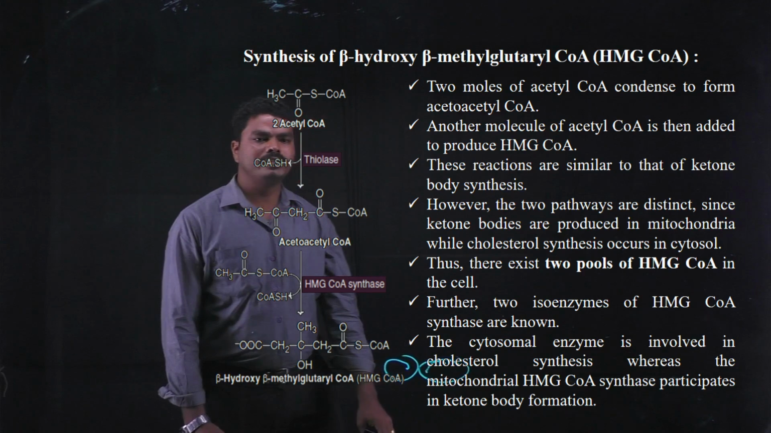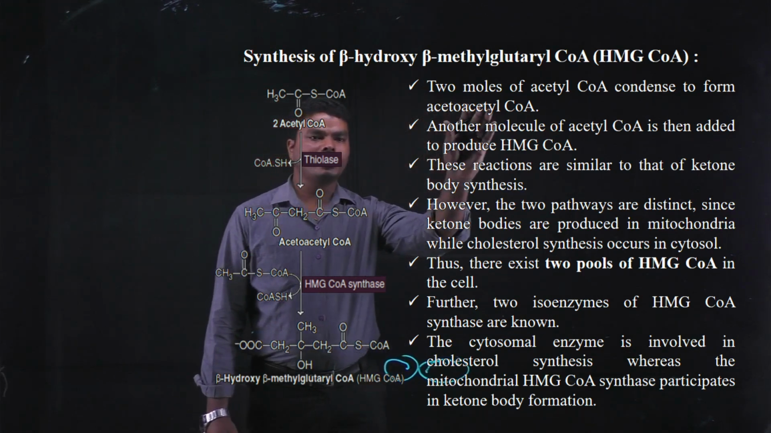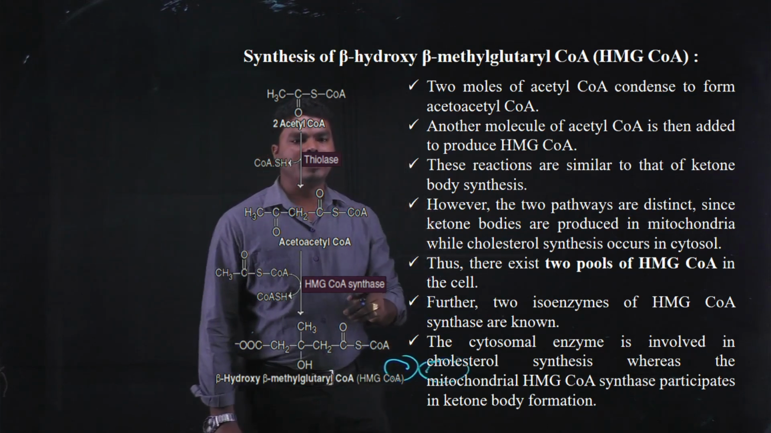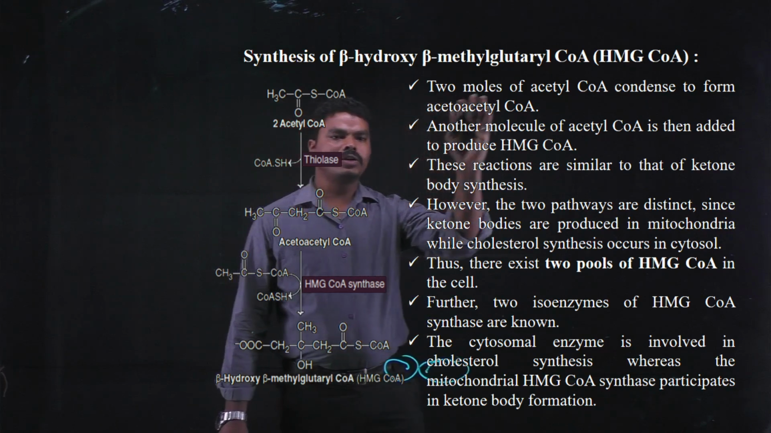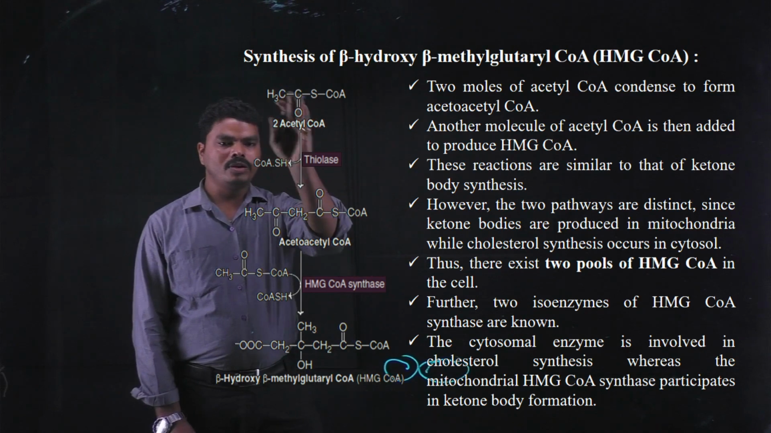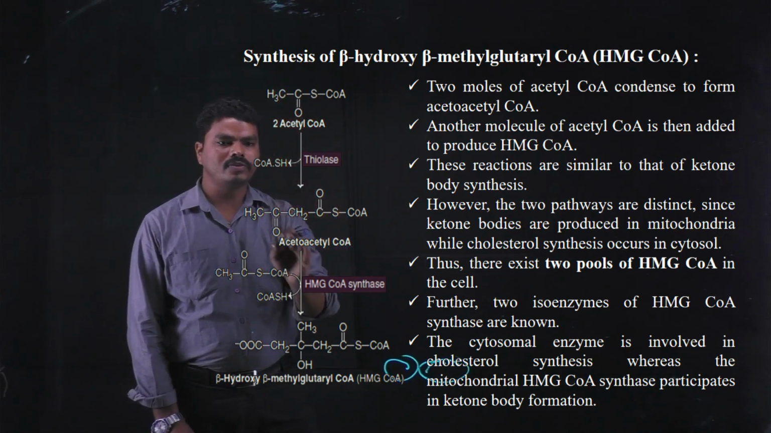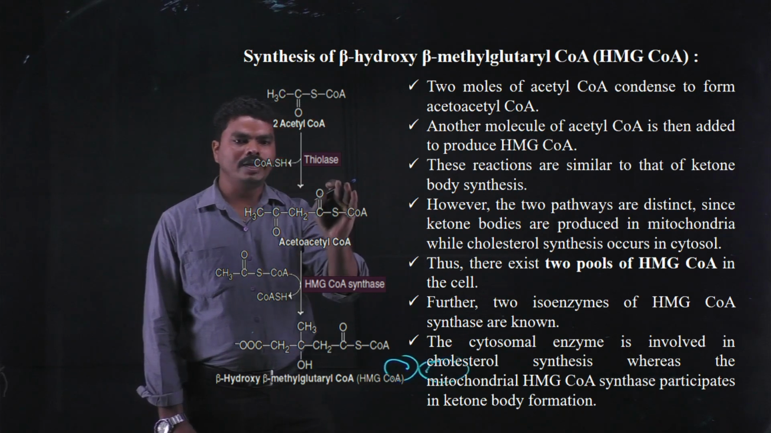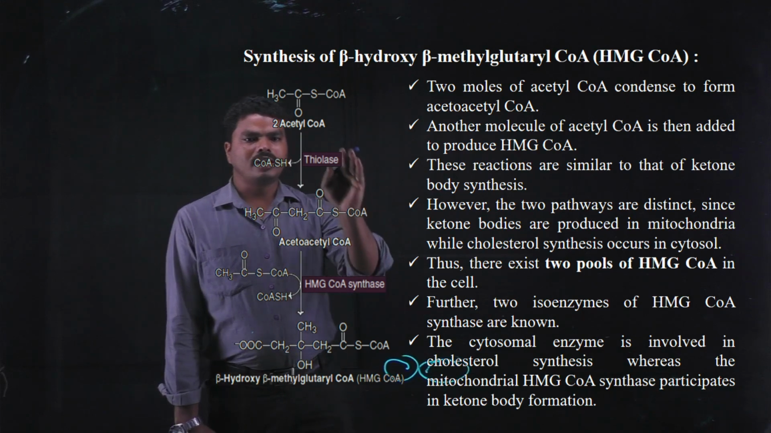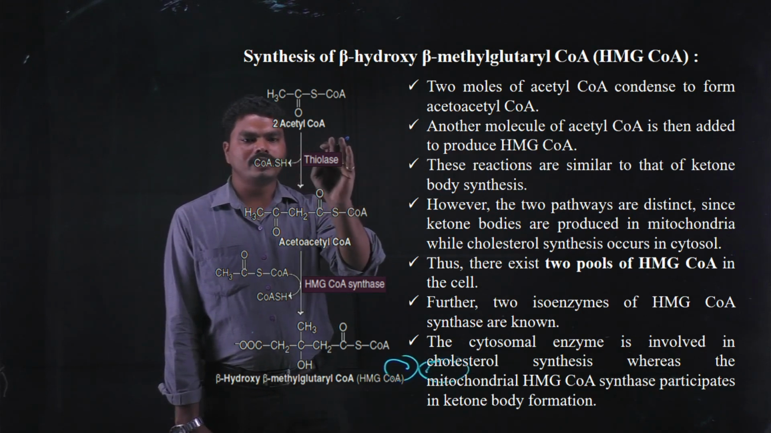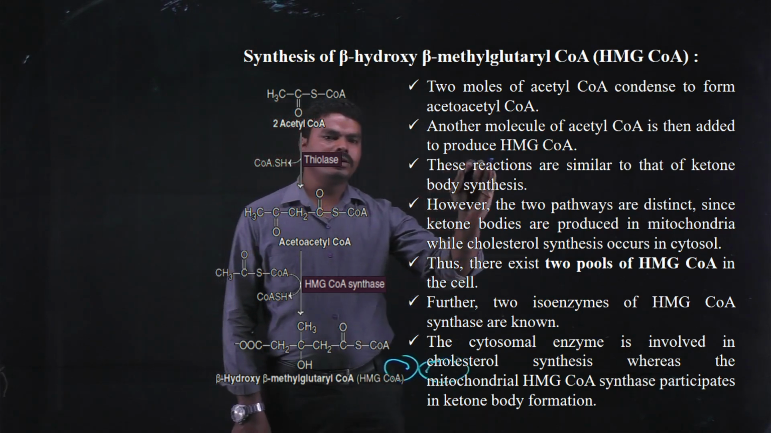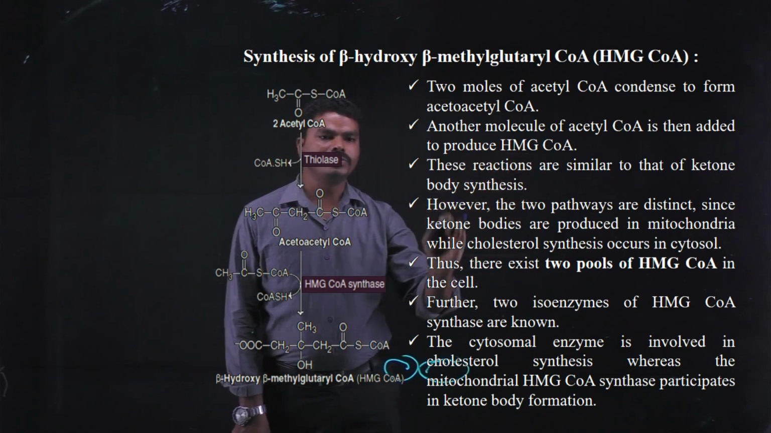The HMG CoA is nothing but beta hydroxy beta methyl glutaryl CoA. Okay, and for that we require acetyl CoA. So the 2 molecules of acetyl CoA condense to form the acetoacetyl CoA by the action of enzyme, that is a thiolase. So the thiolase will catalyze the condensation of 2 molecules of acetyl CoA to form the acetoacetyl CoA. Okay, and another molecule of acetyl CoA is then added to produce the HMG CoA.